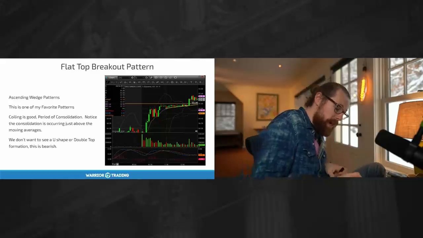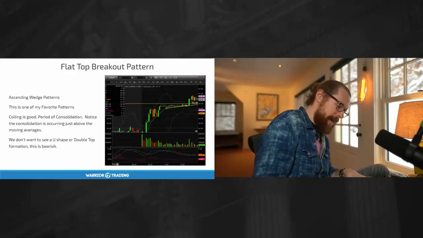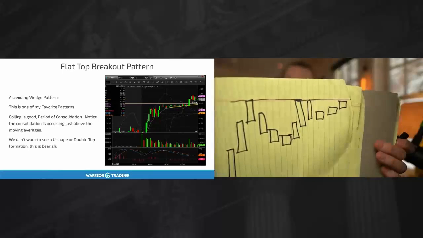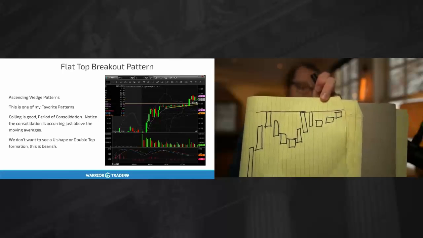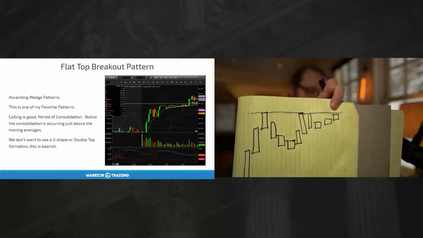Now, if it fades off that level, it pulls back and then comes back up again. Now we're starting to look at possibly a flat top breakout. Once it's tapped once, twice, and now coming up for the third attempt.